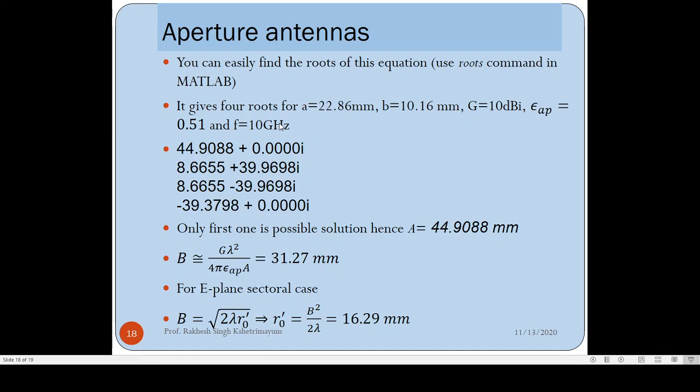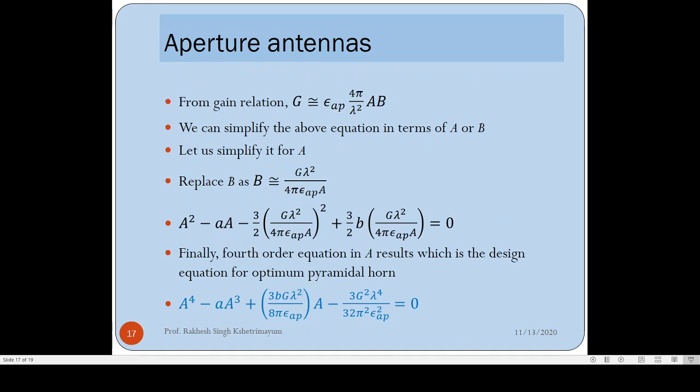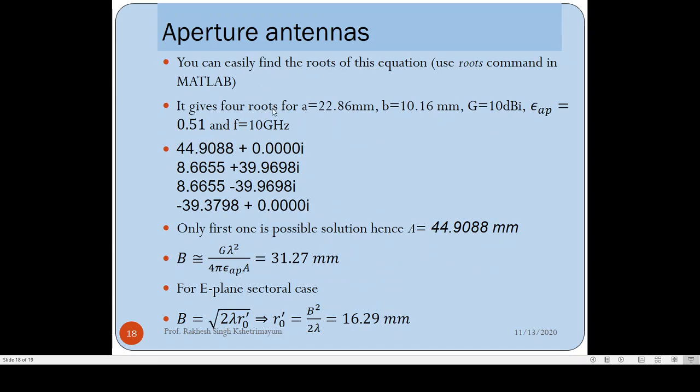So the operating wavelength will be lambda. You plug in all those values here, then you will just get a fourth order equation in A with some coefficients here, which can be calculated from these values which are given here. Then you can use the roots command in MATLAB. It will give you 3 roots.